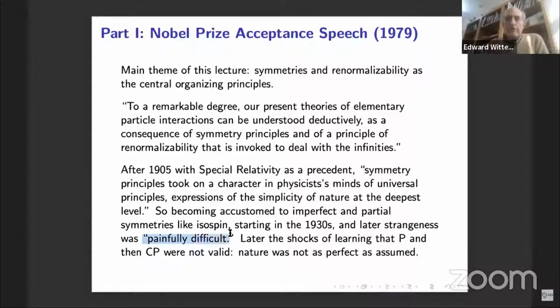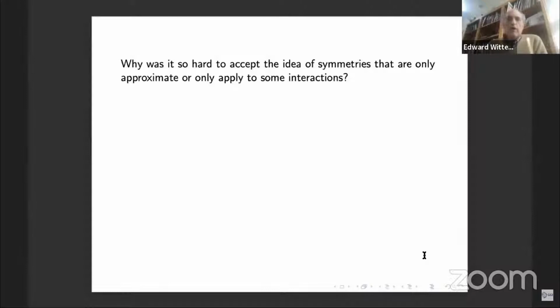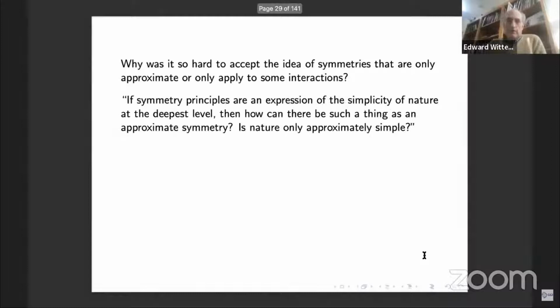And later there were shocks of learning that some of the supposedly perfect symmetries were actually imperfect. P and CP were both violated. So nature was not as perfect as assumed. Well, why was it so hard to accept the idea of symmetries that are only approximate or only apply to some interactions? Steve writes, "If symmetry principles are an expression of the simplicity of nature at the deepest level, how can there be such a thing as an approximate symmetry? Is nature only approximately simple?"